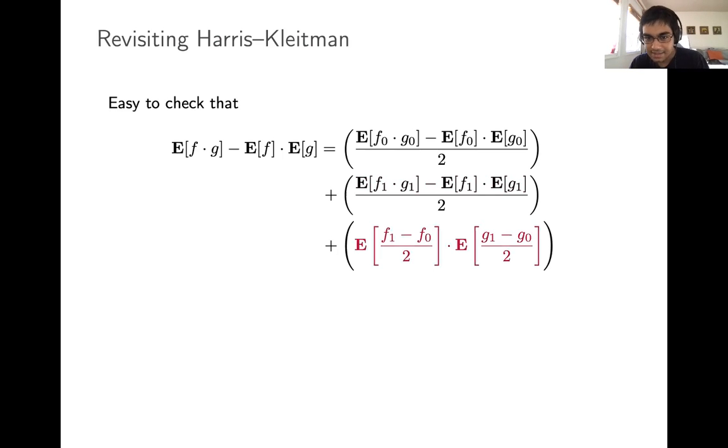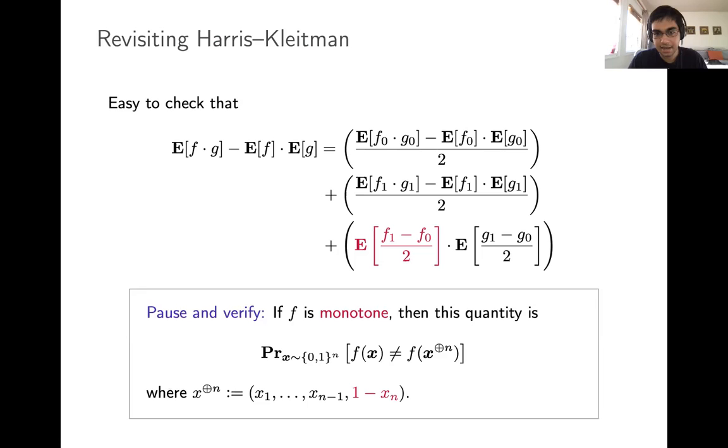And this third quantity is an interesting looking quantity which some of you might have seen before. Let's just focus on the first term in this product. Feel free to take a moment to verify this. If the function f is monotone, then this highlighted quantity is precisely the probability that when you choose a point x uniformly at random from the Boolean hypercube, the value of f at that point differs from the value of f at the point obtained by flipping the last bit of the original point x.